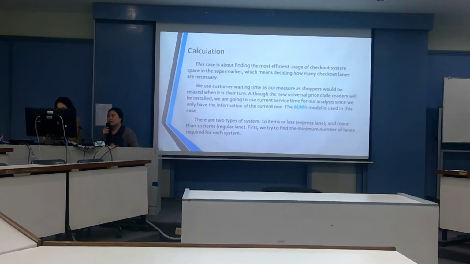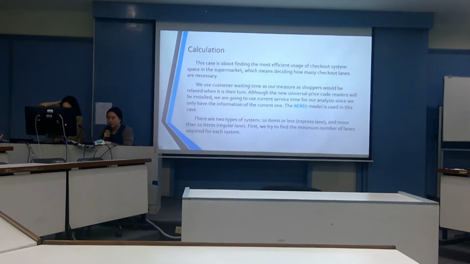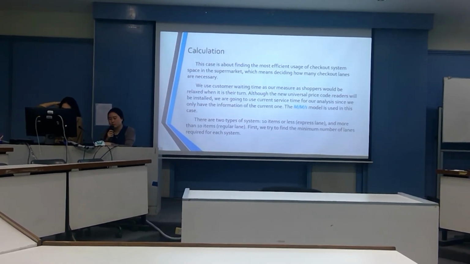This case is about finding the most efficient usage of checkout system space in the supermarket, which means deciding how many checkout lanes are necessary. We use customer waiting time as our measure, as shoppers would be relaxed when it is their turn. So the M/M/s model is used in this case. There are two types of system. First, an express lane for 10 items or less, and second, regular lanes for more than 10 items.